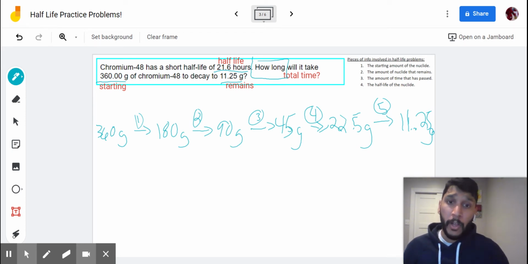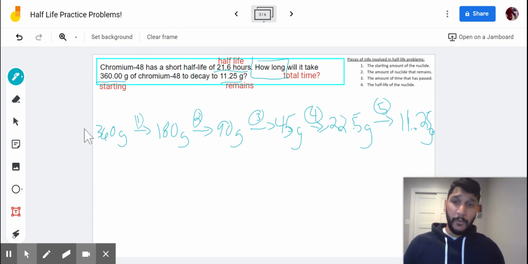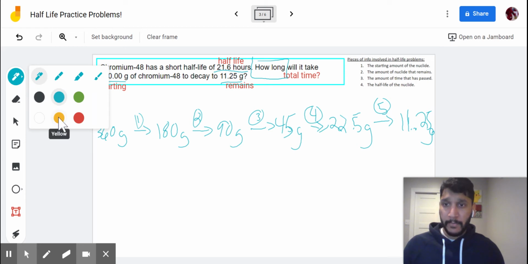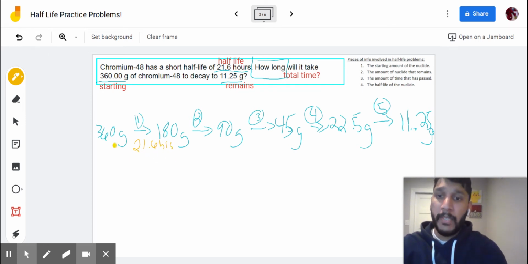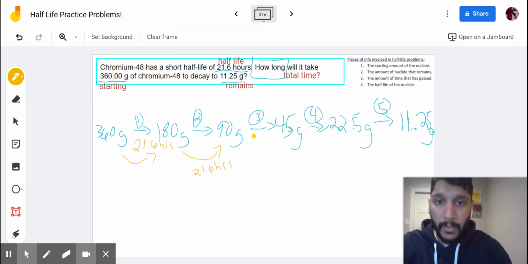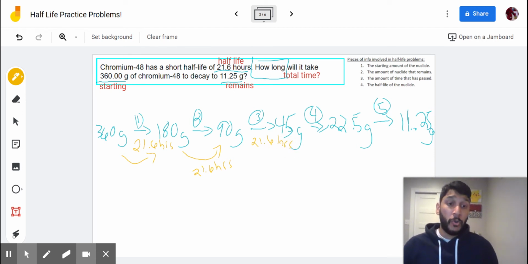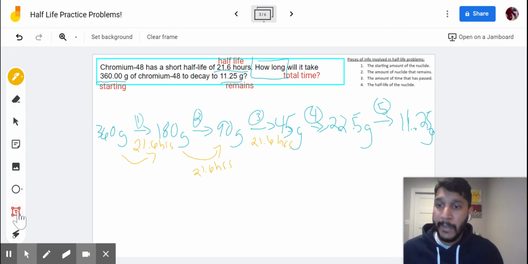So we're trying to figure out how long the total time is. It says that each half-life is 21.6 hours. So what that means is each half-life here is 21.6 hours. To go from this to this, that's 21.6 hours. To go from this to this, that's 21.6 hours. And then so forth. From the next one to the next one, that's also going to be 21.6 hours, right? So we just want to find the total time of that. So we could just add up all those 21.6s.